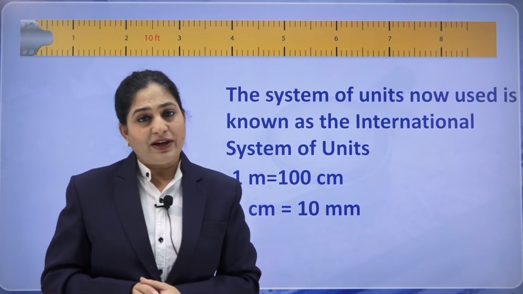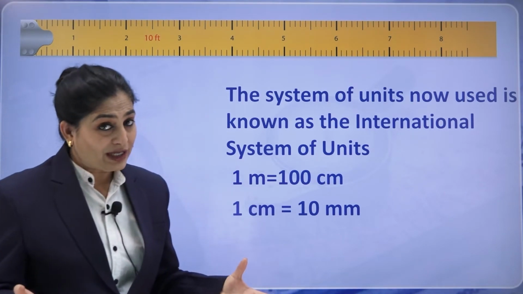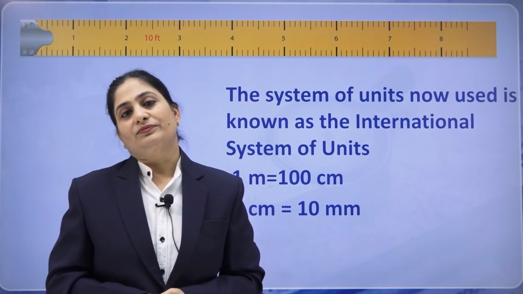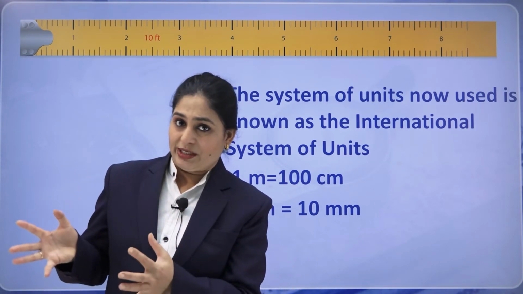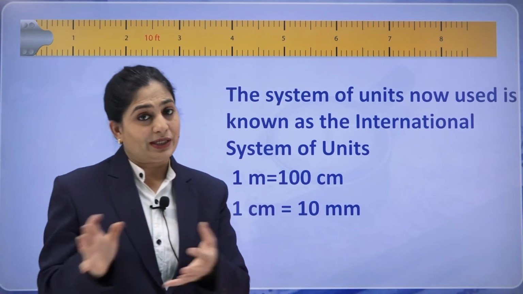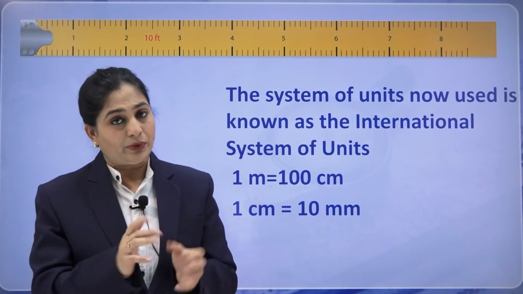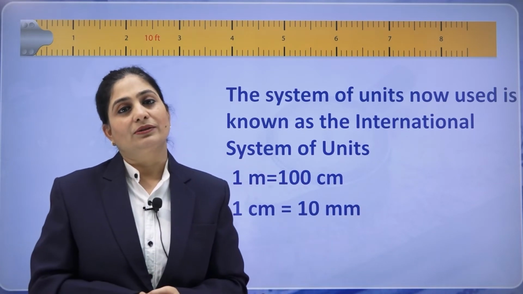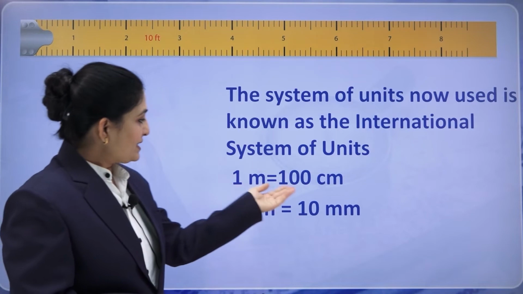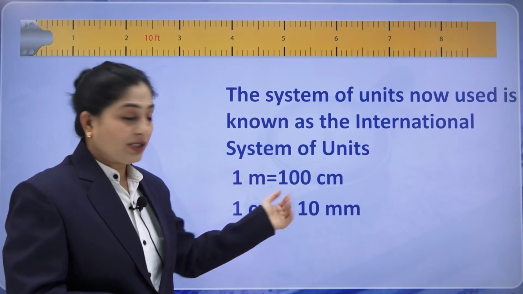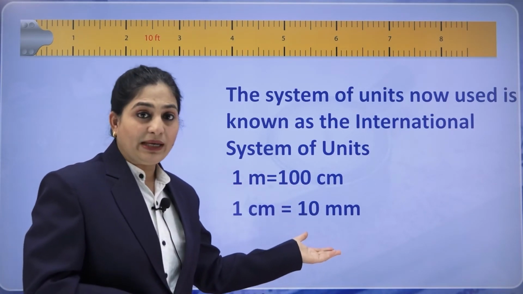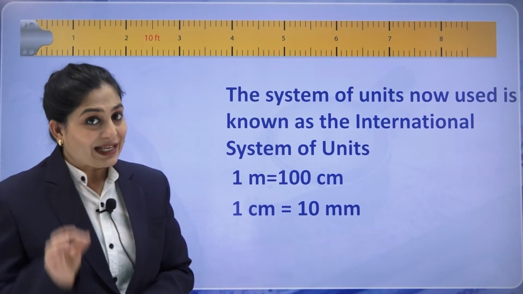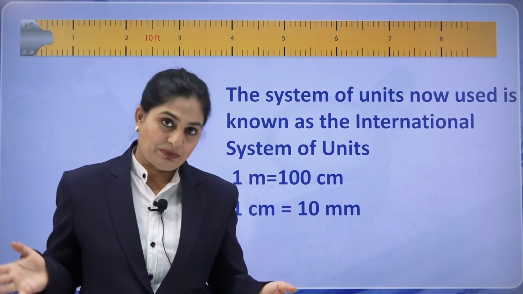So if I ask you what is the System International unit for distance? The SI unit for distance is the meter. Now we can convert this meter into centimeter or into kilometer. That means we can change this meter unit into a smaller unit or into a bigger unit as per our need. So if I say that 1 meter is 100 centimeters or 1 centimeter is 10 millimeters, these are the conversions of one unit. But the SI unit for distance is the meter.